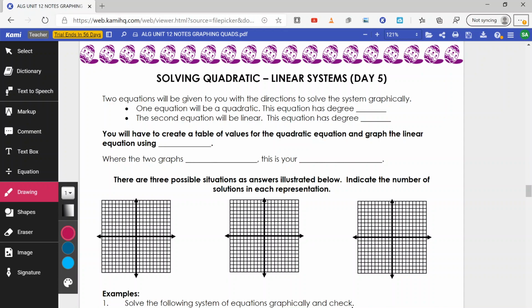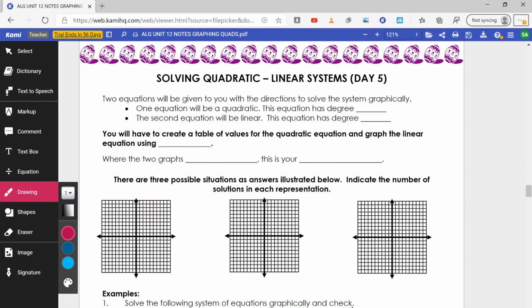Now, when we get into solving quadratic linear systems, there are only two options that we can use. We can only use the graphing method, or we can use substitution. Today we're going to look at the graphing portion of it, and then we're going to get into the substitution bit at a later time.